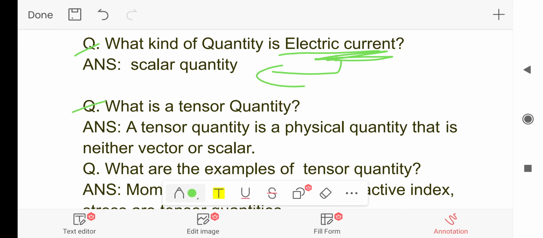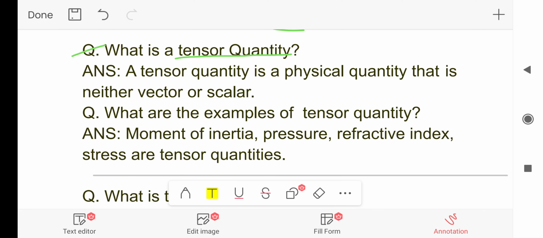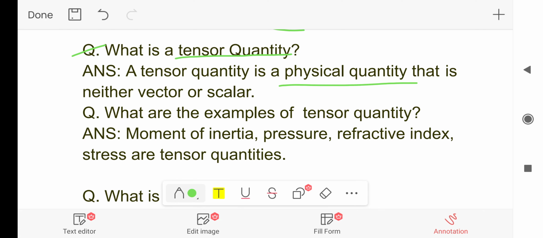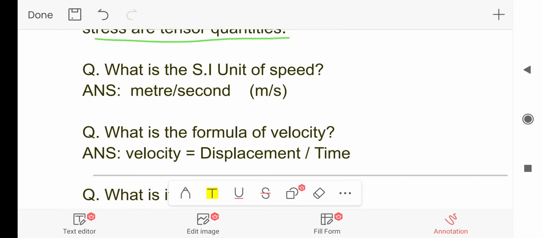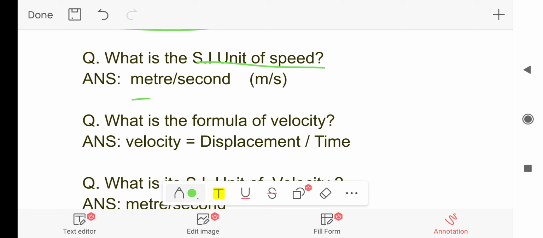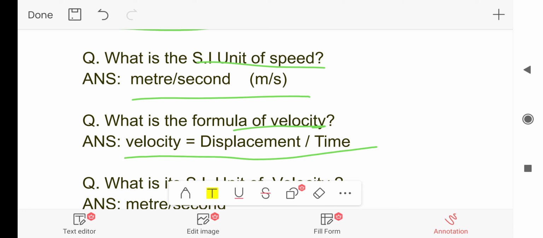Next, what is a tensor quantity? A tensor quantity is a physical quantity that is neither vector nor scalar. Next, what are the examples of tensor quantities? Answer: moment of inertia, pressure, refractive index, stress are tensor quantities. What is the SI unit of speed? Answer: meter per second. What is the formula of velocity? Answer: displacement by time.